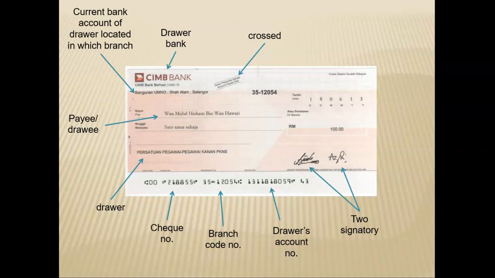In Malaysia, all checks are crossed, meaning all checks must be deposited in a bank account. If you want to cash it over the counter, the crossed symbol must be cancelled first, so you need the signatory to cancel the cross. Then the date of the check represents how many months the check will be valid for clearance. Some checks have 3 months, some have 6 months of expiry. So you need to look at the date of the check and the expiry of the check.